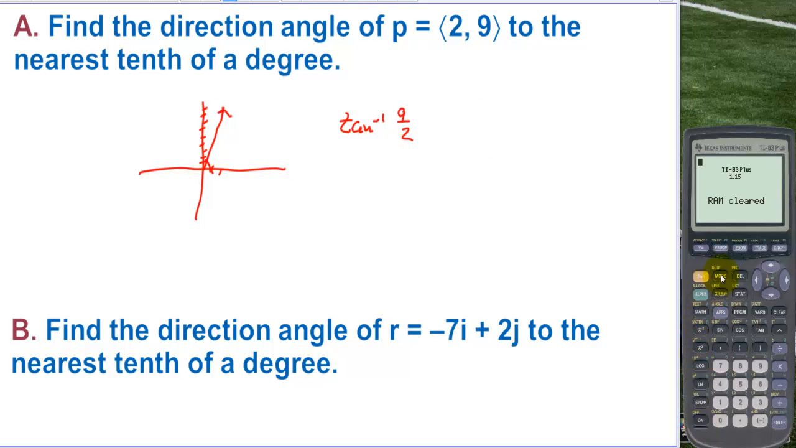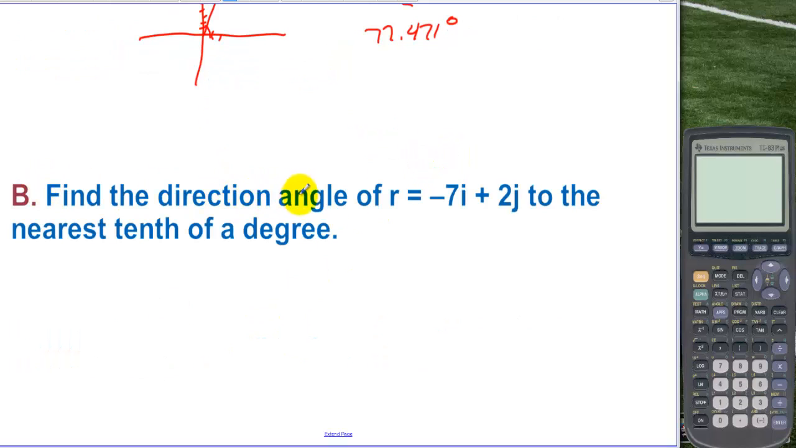Let's go to the calculator. In mode, I want the answer in degrees. So we do the inverse tangent of 9 halves, which is 77.471 degrees.